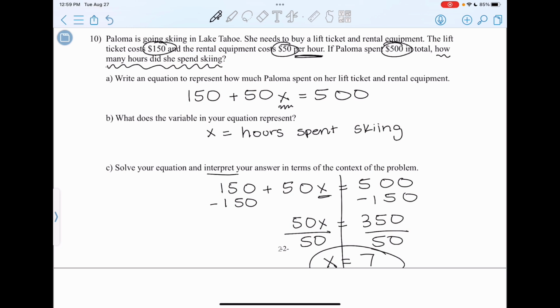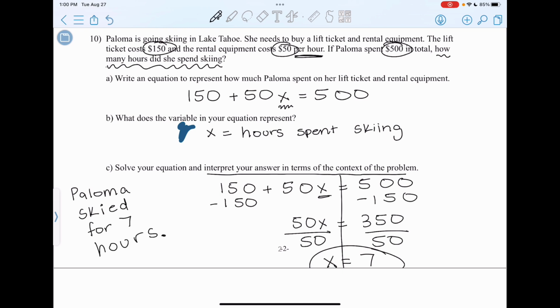But notice how it says interpret your answers in terms of the context of the problem. What does X equaling 7 mean? Well, remember, X represents the hours she spent skiing. So if X equals 7, this means that Paloma skied for 7 hours. Make sure you practice interpreting your answers in terms of the context, because when we solve a word problem, our answer actually means something.